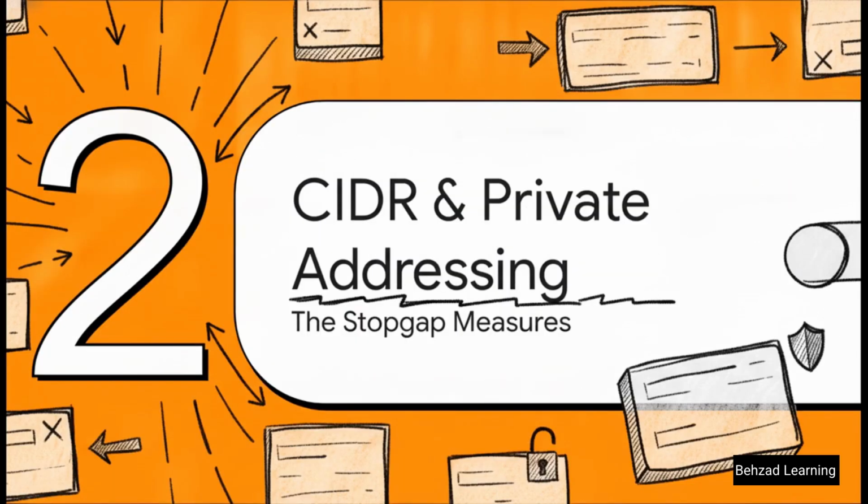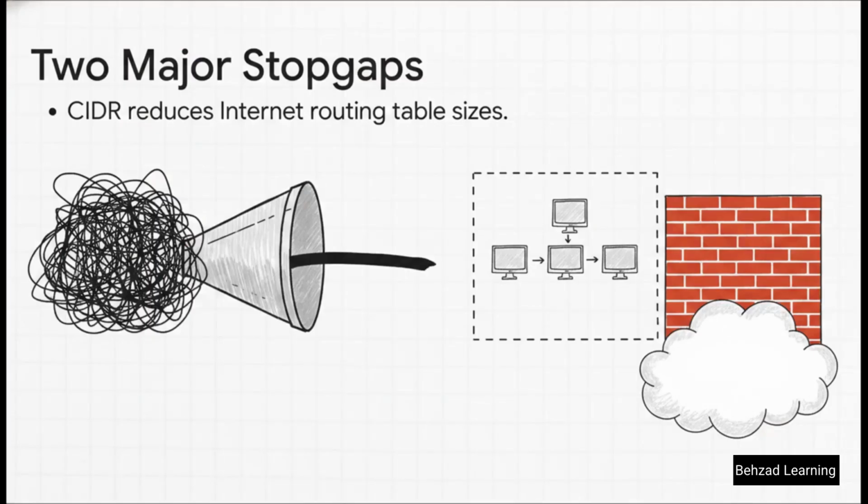Moving on to part 2, CIDR and private addressing. These were the crucial stopgap measures. So, before a permanent fix was finalized, the industry had to deploy a couple of emergency stopgaps just to give us some breathing room. First, they rolled out CIDR, classless inter-domain routing, to manage routing efficiency and shrink the size of internet routing tables. Right alongside that came private addressing, defined in RFC 1918.